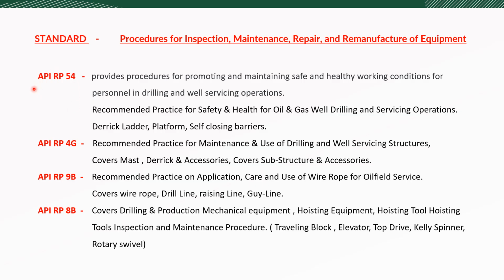Now, API RP 4G is related to the derrick and substructure. It is the recommended practice for maintenance and use of drilling and well servicing structures, and covers the mast or derrick. The mast and derrick are the same thing, along with accessories. API RP 4G also covers the substructure and its accessories. API RP 9B is the recommended practice on application, care, and use of wire rope for oilfield services.